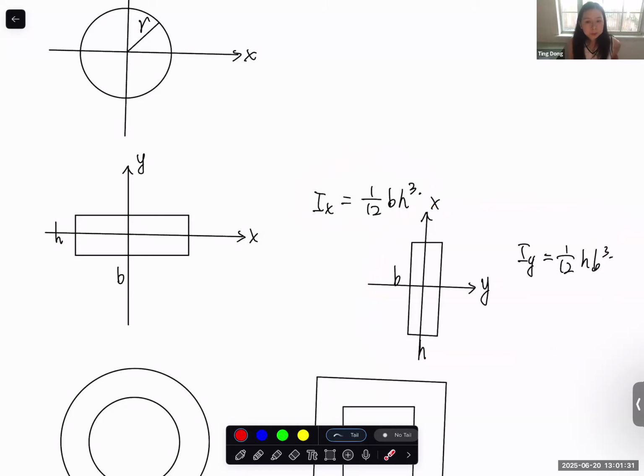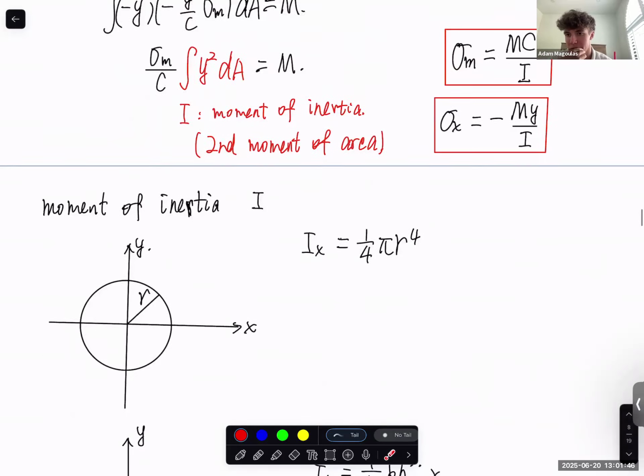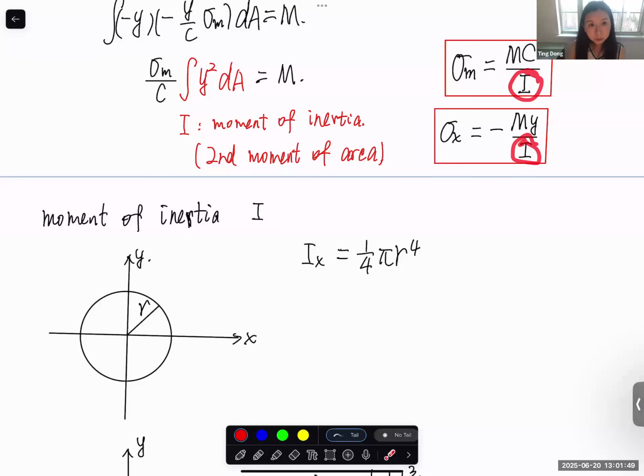Any question for this part? I have a question. Yeah. Is inertia a separate topic compared to the neutral surface, or what's the relation between the inertia and the neutral surface? You need to know the moment of inertia to calculate the maximum stress or the stress distribution. And Mc over I, or negative My over I, includes the moment of inertia. You need to calculate the moment of inertia first before you calculate any stress distribution or find the maximum normal stress.